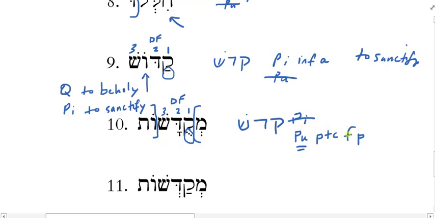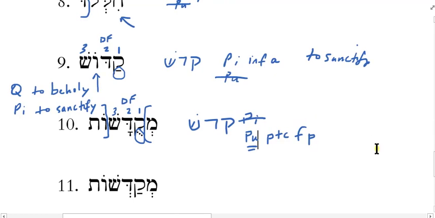How am I going to translate this as a participle? If it were Piel, then whatever the participle describes is doing the sanctifying. If it's Pual, then whatever it's describing is being sanctified or has been sanctified. Okay? So what would be a way to translate this? If it's a passive participle and Pual's going to be the passive of the Piel, I'm going to use the ed, t, or en kind of form, right?